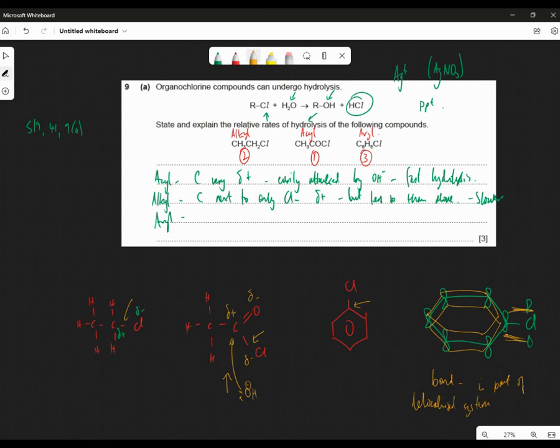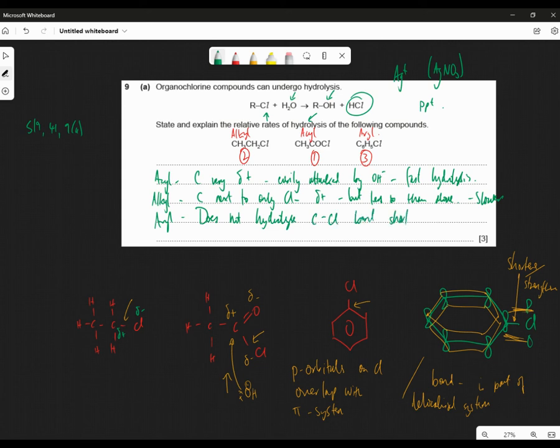Or you could say for this one, the p orbitals. This is what I'd be more inclined to say: the p orbitals on the chlorine overlap with the pi system. Now, what does that mean? It means this bond here shortens, and if it shortens, it strengthens. So this one is the hardest to hydrolyze. This one, in fact, does not hydrolyze, because the C-Cl bond shortens and strengthens for the reasons above.